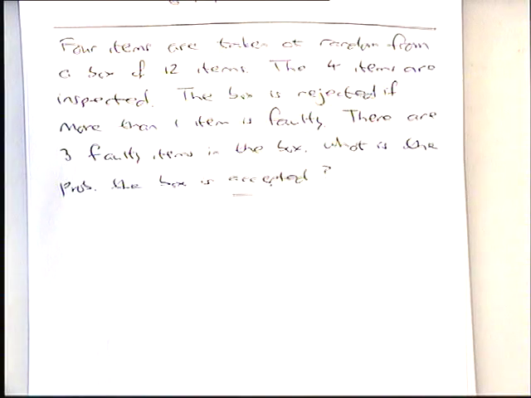So, read through the example. We've got 4 items taken at random from a box of 12 items. The 4 items are inspected. It could be some sort of quality control procedure. The box is rejected if more than one item is faulty. There are 3 faulty items in the box. What's the probability the box is accepted?